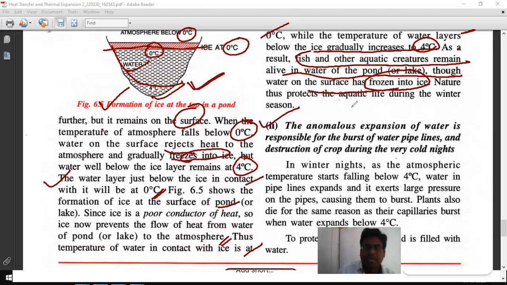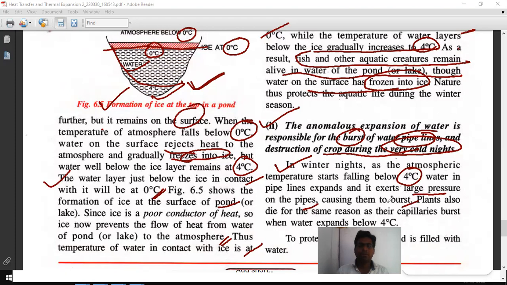Next, the anomalous behavior of the expansion of water is responsible for the bursting of water pipelines and the destruction of crops during very cold nights. Due to the anomalous behavior of water, crops get destroyed. In a winter night, when the atmospheric temperature starts falling below 4 degrees Celsius, water in the pipeline expands. It exerts large pressure on the pipe and causes it to burst. Plants also die for the same reason, as their capillaries burst when the water expands below 4 degrees Celsius, right?